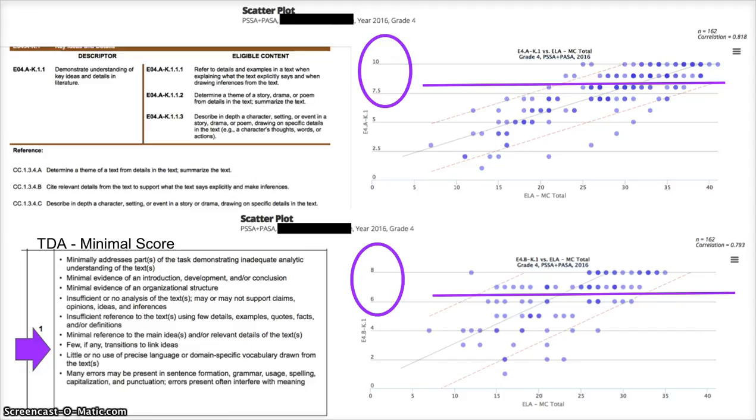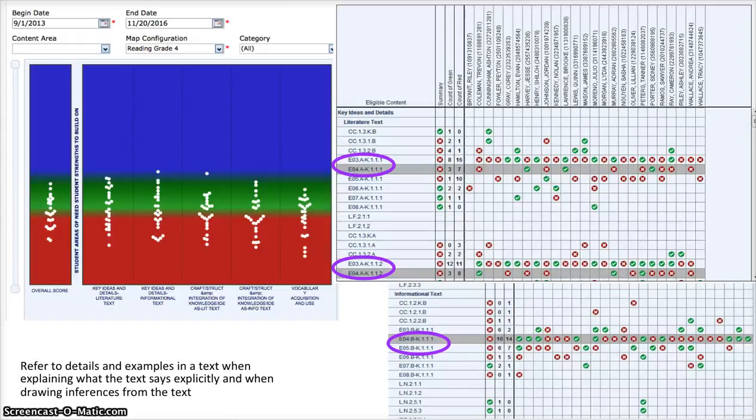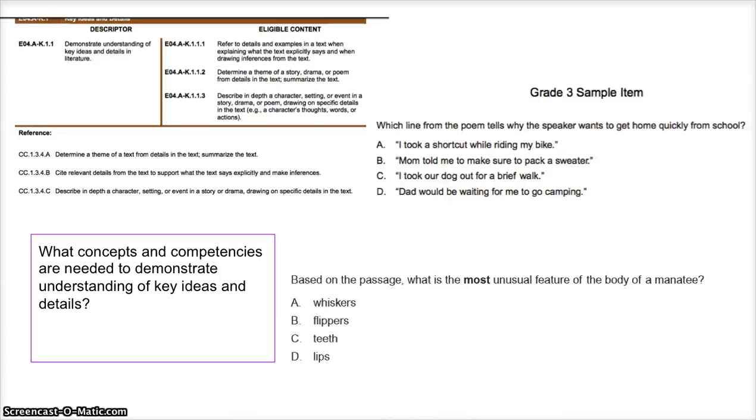So then how do I plan instruction? I go into the group map in the CDT, look how my students are performing on the informational as well as the literature context, and I see in 3rd grade is where they're answering questions for literature, but in 4th grade for informational text. I'm going to pull up some sample items and compare that to the eligible content to, again, answer the question, what concepts and competencies are needed to determine and understand key ideas and details.